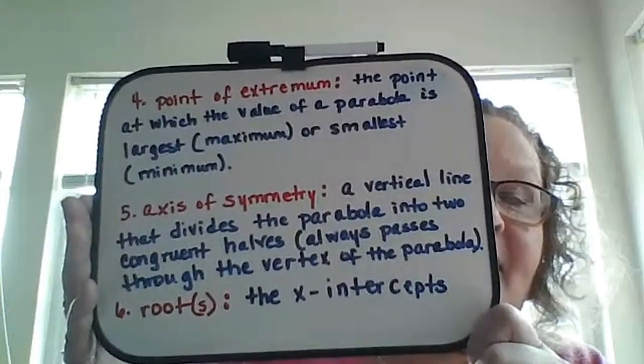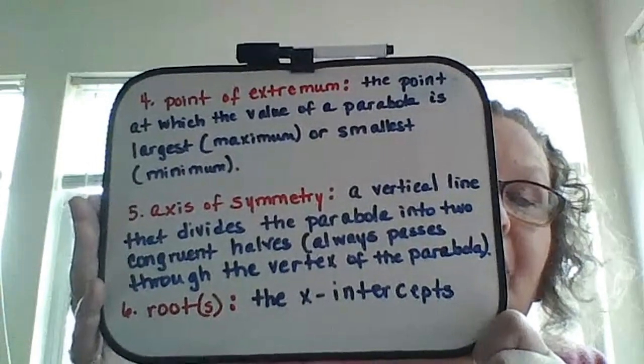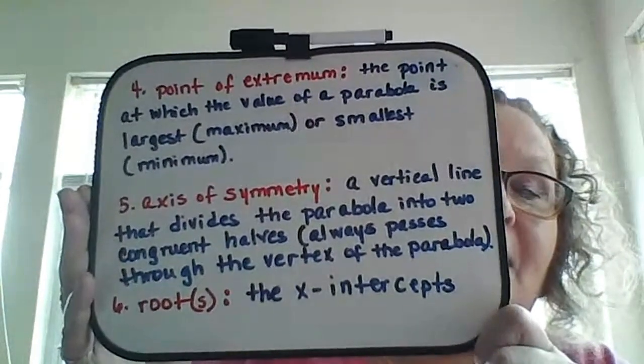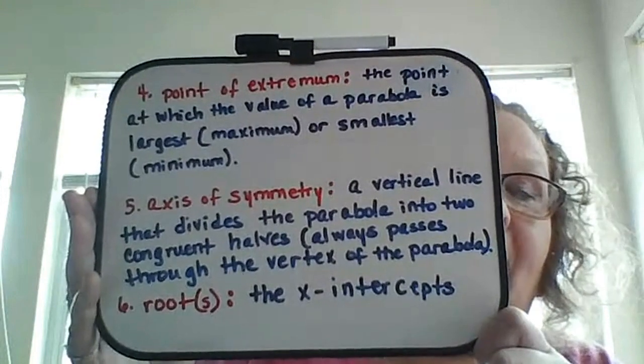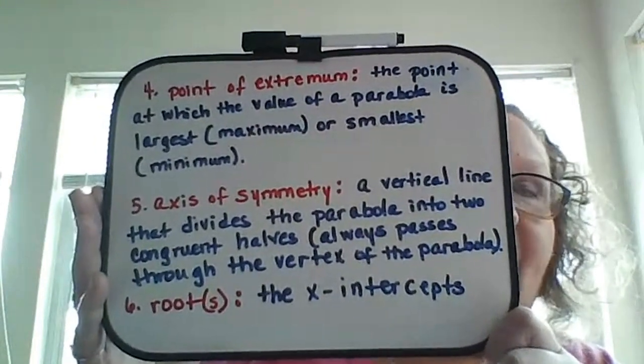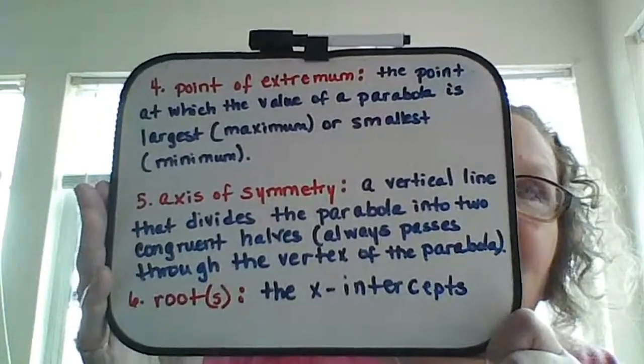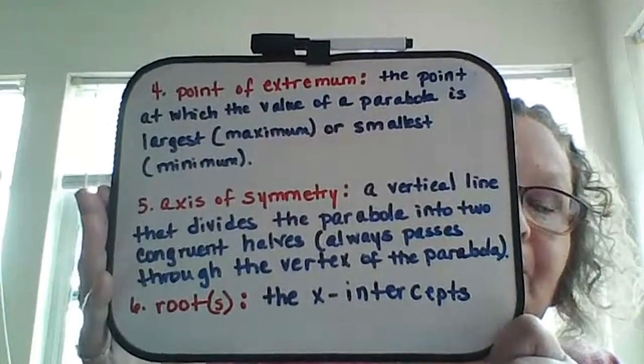Number 5, the axis of symmetry is a vertical line that divides the parabola into two congruent halves. It always passes through the vertex of the parabola. So the axis of symmetry just cuts your parabola exactly in half. It goes right through the middle of your vertex.